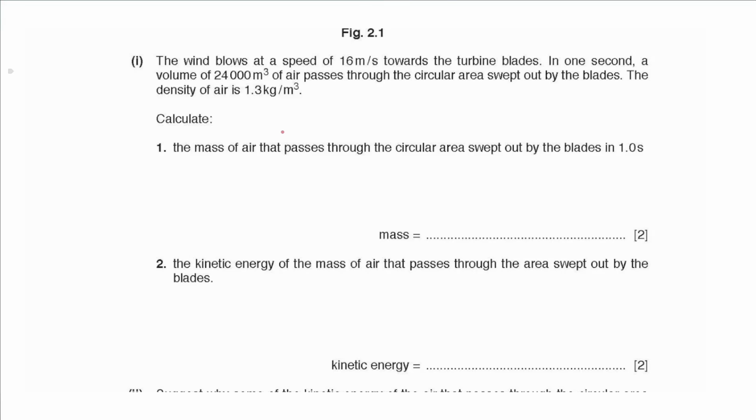Calculate first the mass of air that passes through the circular area swept out by the blades in 1 second. So we can say that the mass is equal to density multiplied by volume, and we have the density 1.3 and the volume 24,000, and the units here are the same, and the unit for the mass in density is kilograms, so we have the final unit is kilograms. This gives an answer of 31,200, or we can say that it is approximately 31,000 kilograms.